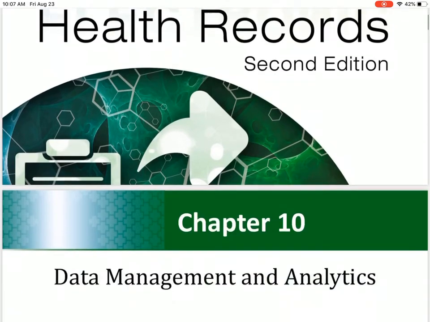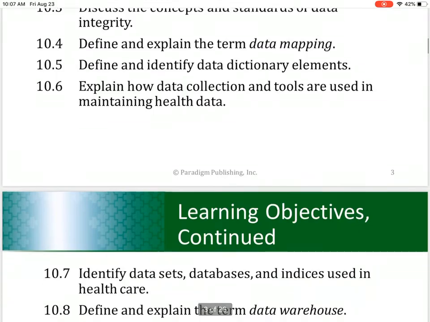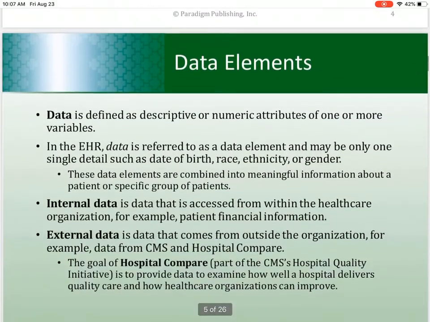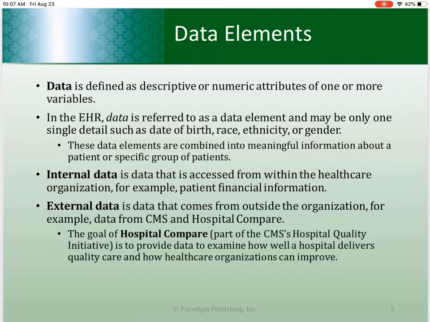So let's talk about what makes up data and our data elements here. Data is defined as the descriptive or numeric attributes of one or more variables. Often the term data is referred to as a data element. So think about a data element being one single detail. Date of birth, patient's race, their ethnicity, a lab value, like let's just say a troponin score. That is one lab value, so that is a piece of data or a data element.